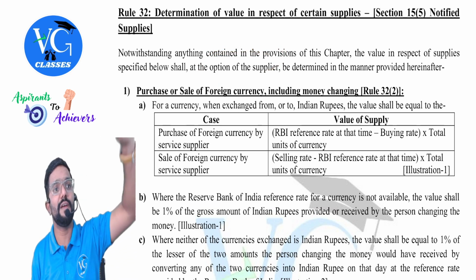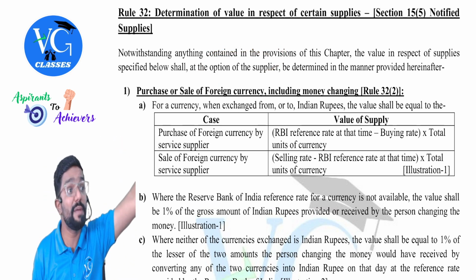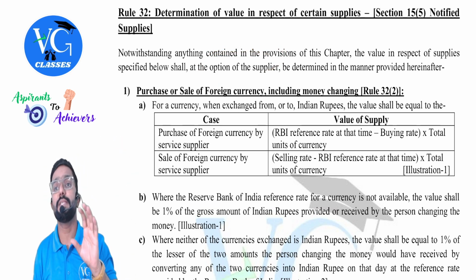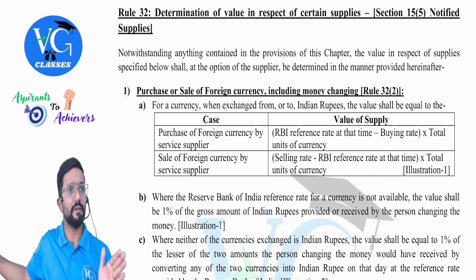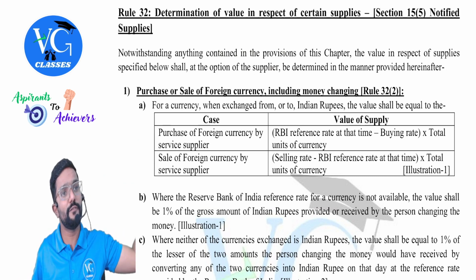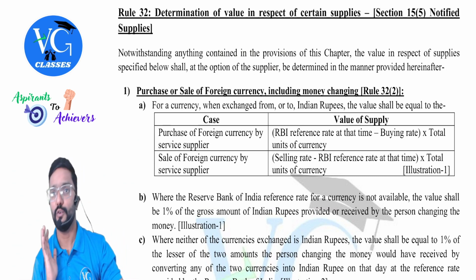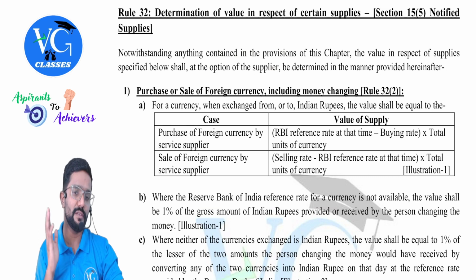Guys, please be careful. We have done with the cases where 15.1 cannot be applied. Now we are applying what? Sir, now 15.1 is possible, but still we are giving an option to the supplier. Supplier, you can either follow 15.1 or you can follow these rules. So he has a choice.